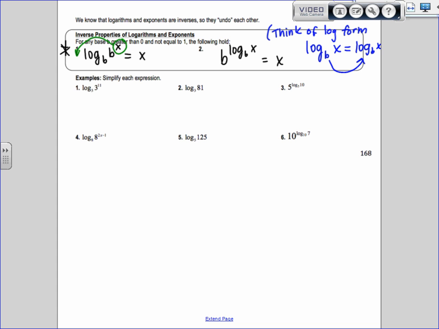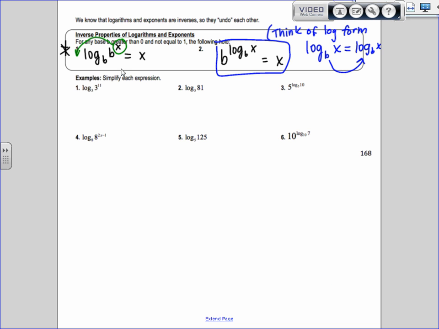Log base b of x equals log base b of x, are those equal? Yeah, they're exactly the same thing. That's why this one works. If you see it in logarithmic form, it makes more sense. So basically when you see something like 7 to the log base 7 of 2, you should know immediately that it's going to be 2. The 7 and the log base 7 kind of cancel each other out. You can think of it that way.